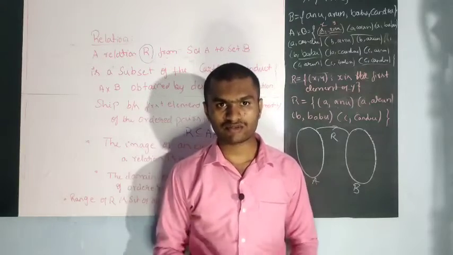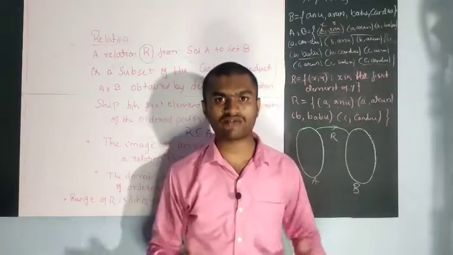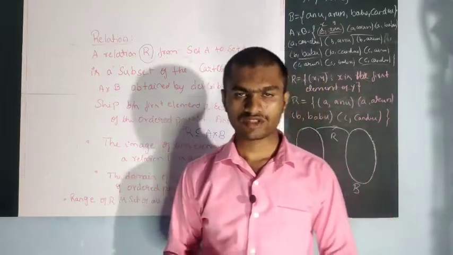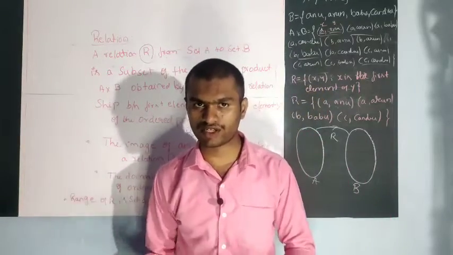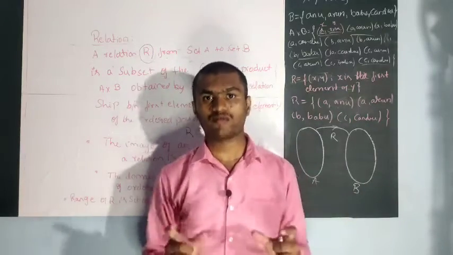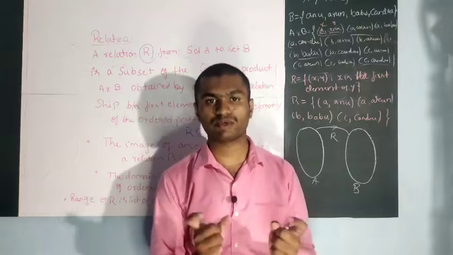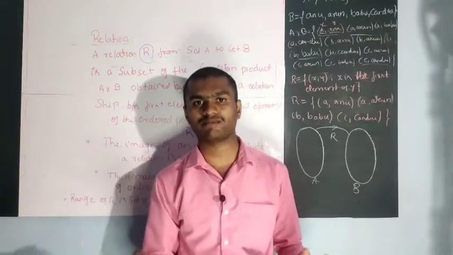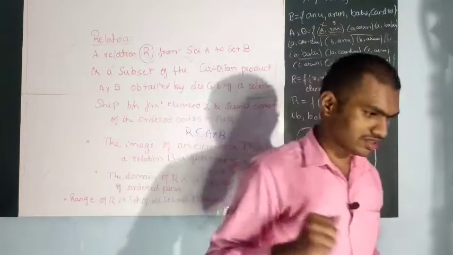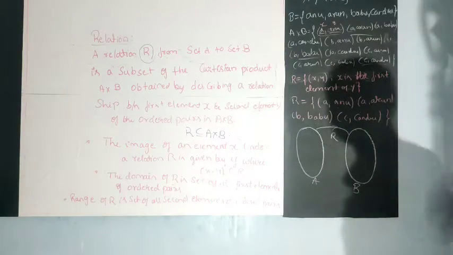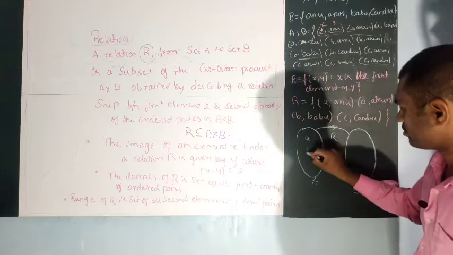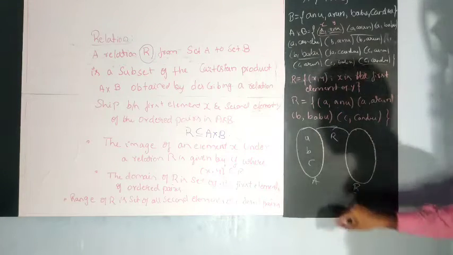So relation R from set A to set B is a subset of A cross B, the Cartesian product A cross B, by describing the relationship between the first element and second element of the ordered pairs of A cross B. This is what the relation says. So I will relate them. The first elements are A, B, C.